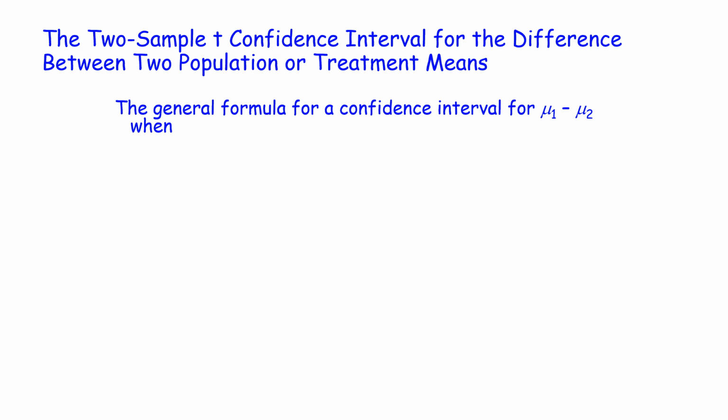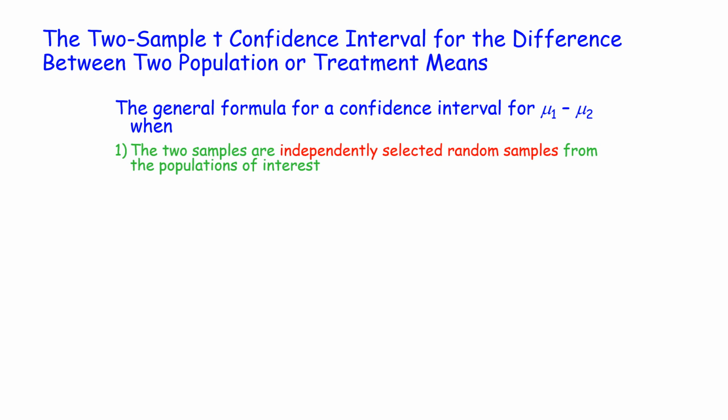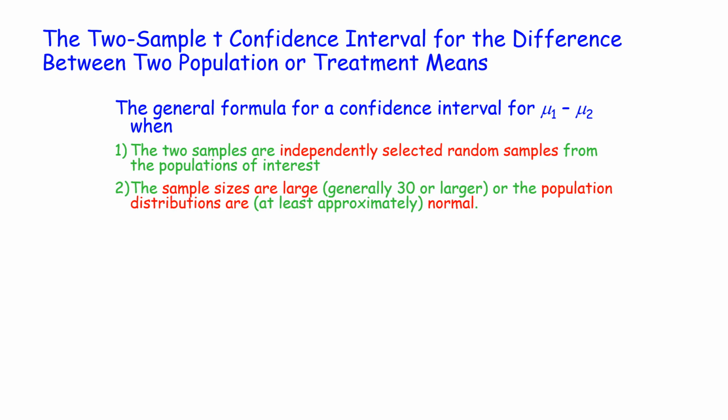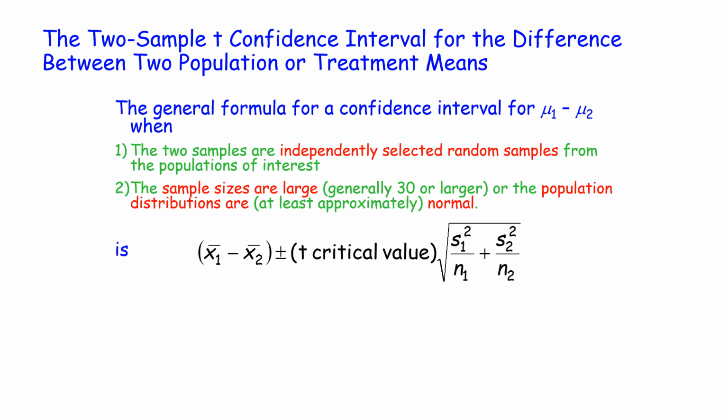The two sample t confidence interval for the difference between two population or treatment means. For that, we're going to have our general formula for a confidence interval for mu sub 1 minus mu sub 2, when the two samples are independently selected random samples from the populations of interest, and the sample sizes are large, so generally 30 or larger, or the population distributions are at least approximately normal. It is going to be x bar sub 1 minus x bar sub 2 plus or minus our t critical value times the square root of s sub 1 squared divided by n sub 1 plus s sub 2 squared divided by n sub 2.